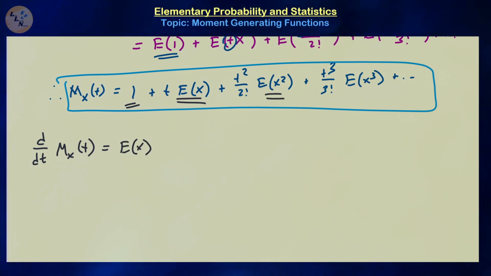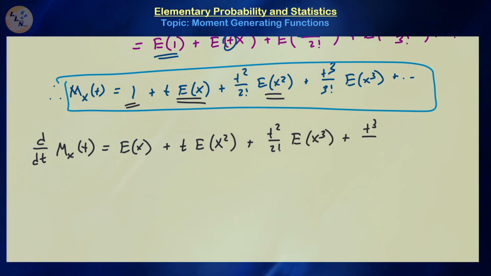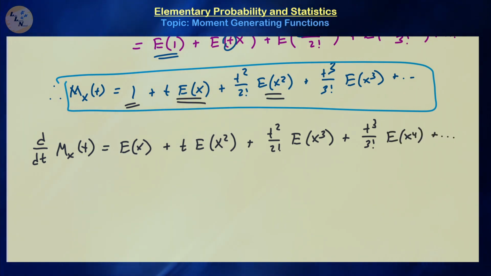Next, the expected value of x squared is just a number, and the derivative of t squared over 2 factorial is just going to be equal to t, so we're just going to have t times the second moment of x. Then the derivative of t cubed over 3 factorial is just going to be equal to t squared over 2 factorial times the third moment of x, and then out here we're going to have t cubed over 3 factorial times the fourth moment of x, and so on.